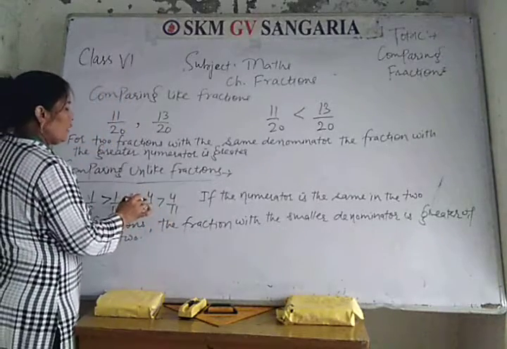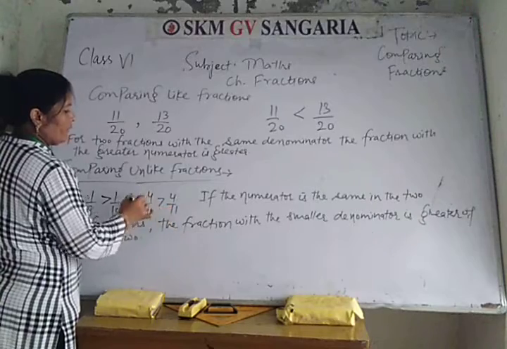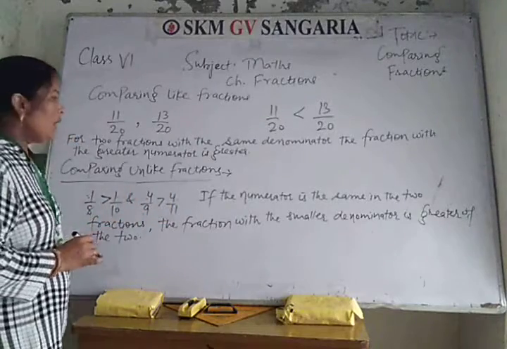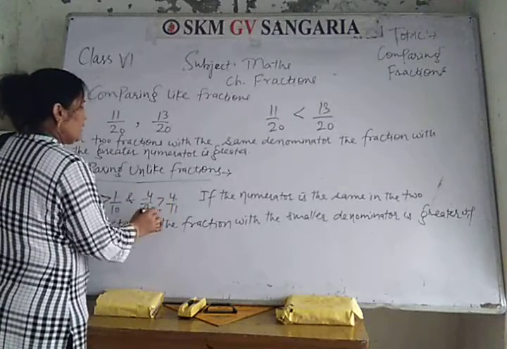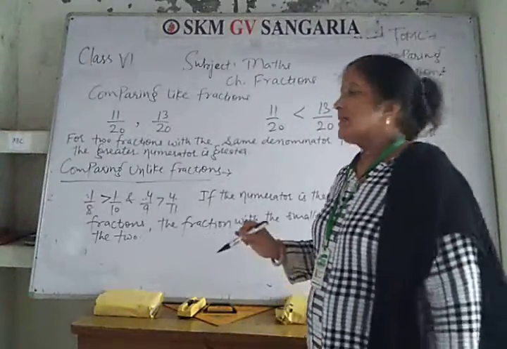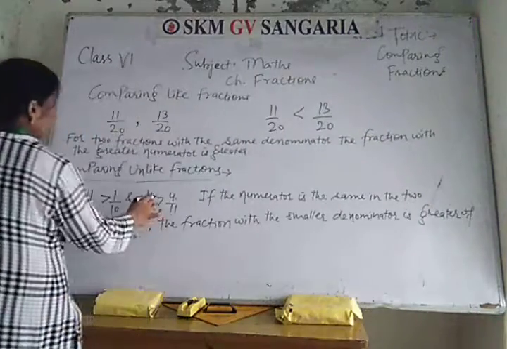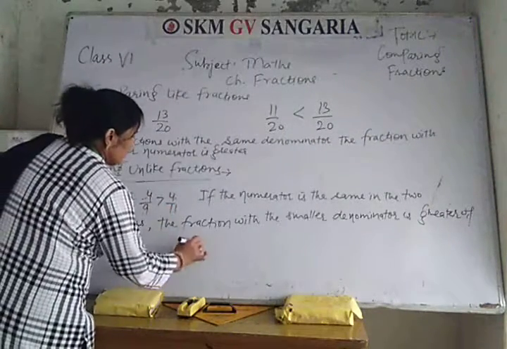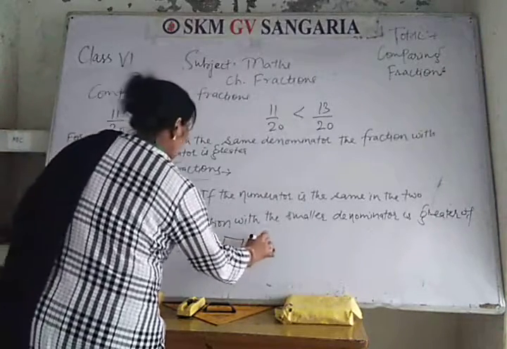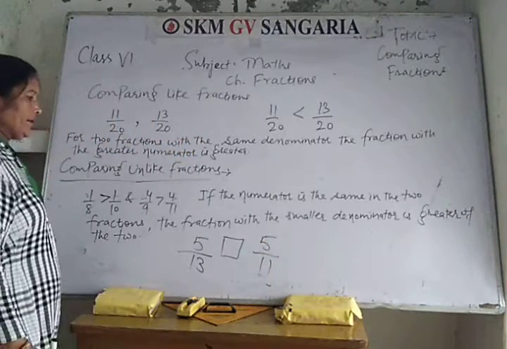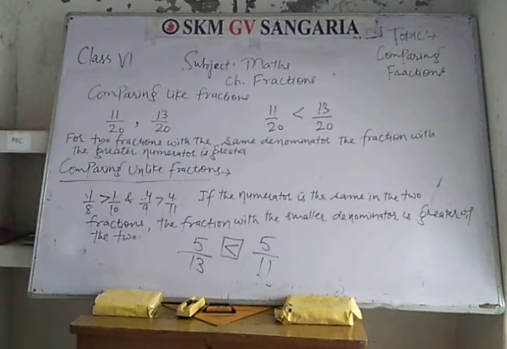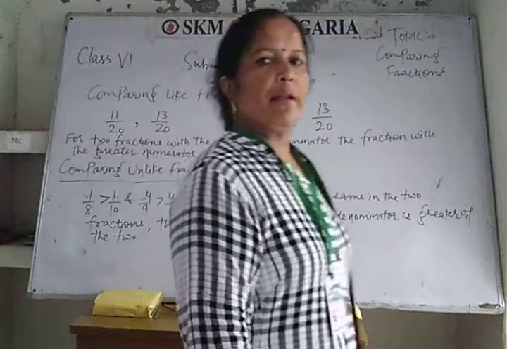Here 4/9 and 4/11 are one pair of fractions, and the numerator 4 is the same in both, and naturally the fraction with the smaller denominator will be considered the greater fraction. So here 4/9 is greater than 4/11. Similarly 5/13 and 5/11. So which will be greater? The fraction which has the smaller denominator. So this fraction will be greater.